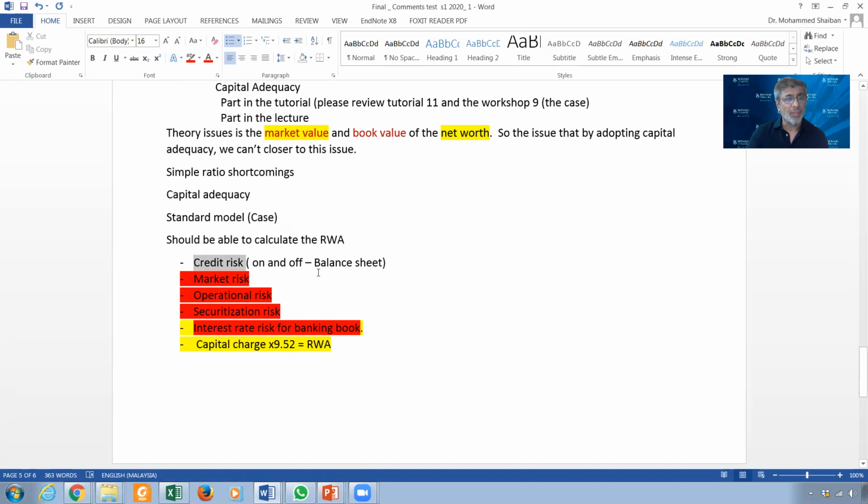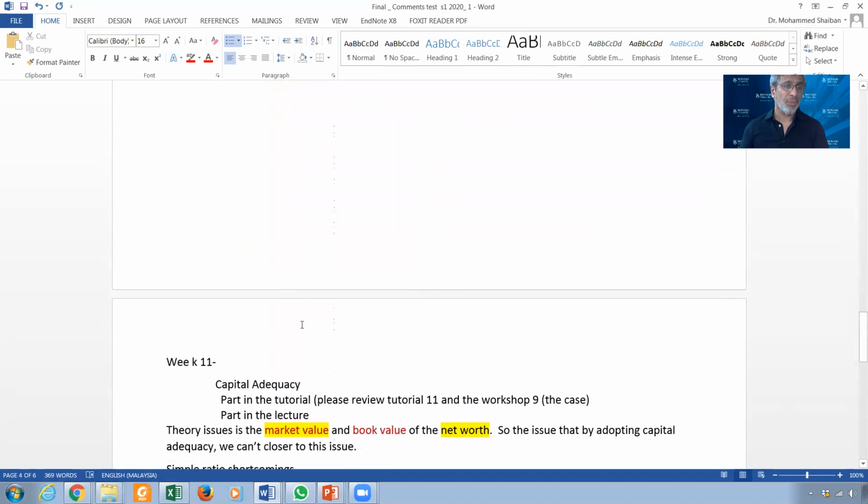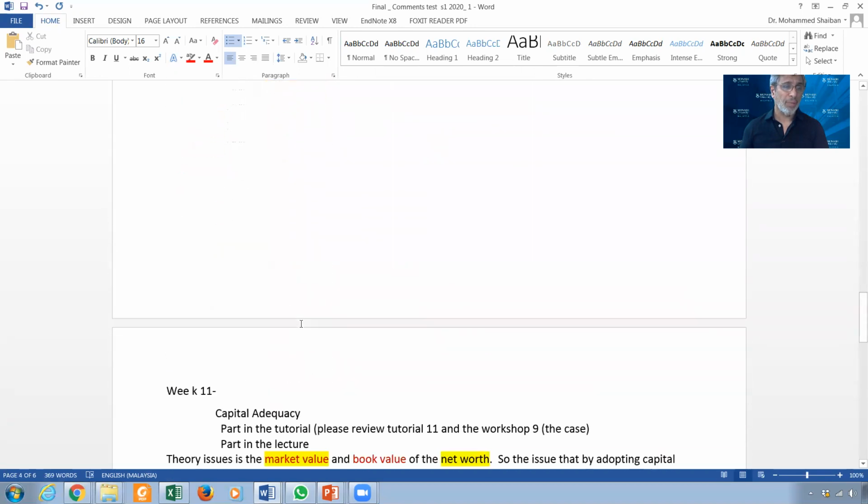And we have credit risk on balance sheet and off balance sheet. We have the Basel tables, which is 5 tables that I have already uploaded for you. I named them from table 1 to table 5, so you can use them. They are the conversion tables, for the on balance sheet and for the off balance sheet. I think that's all I want to talk about.